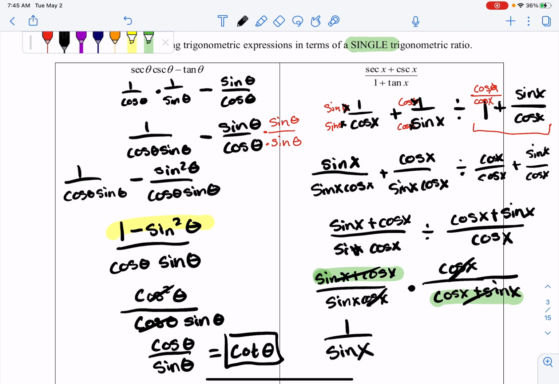But we want a singular trig function. So we want to turn this into the inverse of sine, which is cosecant. Cosecant x is our singular trig function here.